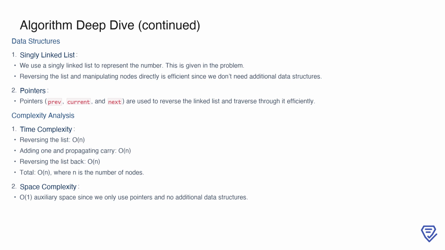The space complexity of the algorithm is O(1), because we use only a constant amount of auxiliary space, relying on pointers for all operations rather than additional data structures. This makes the solution both time and space efficient for the given problem.